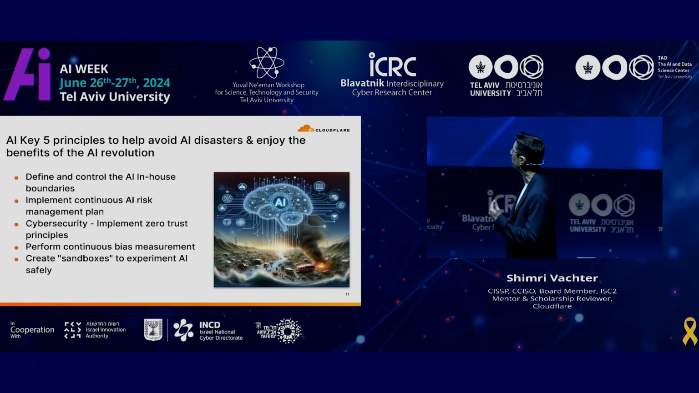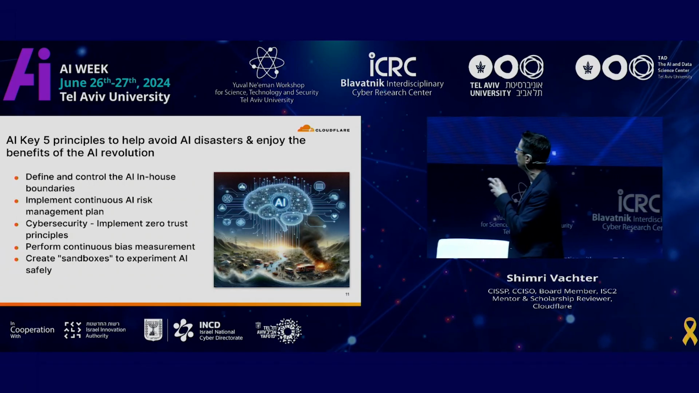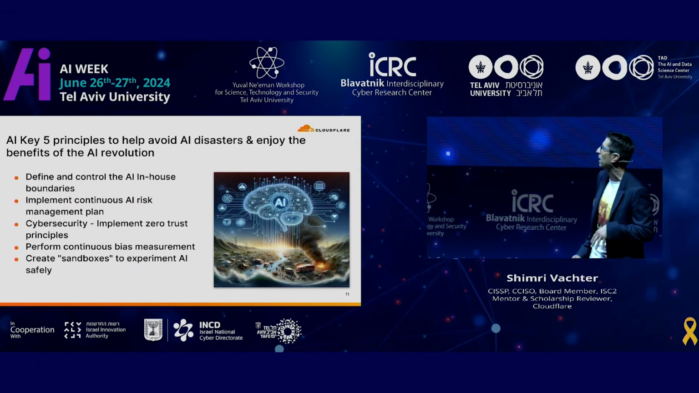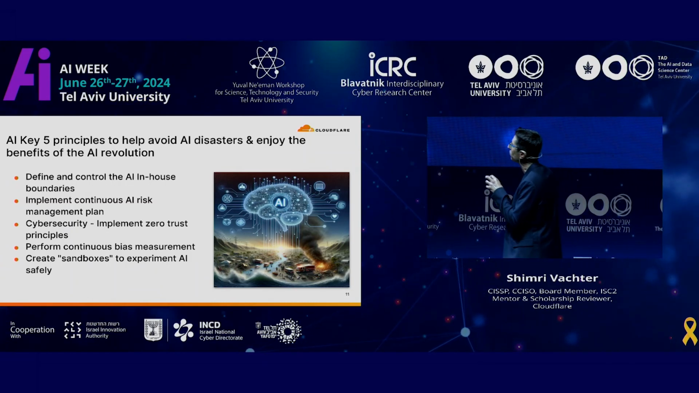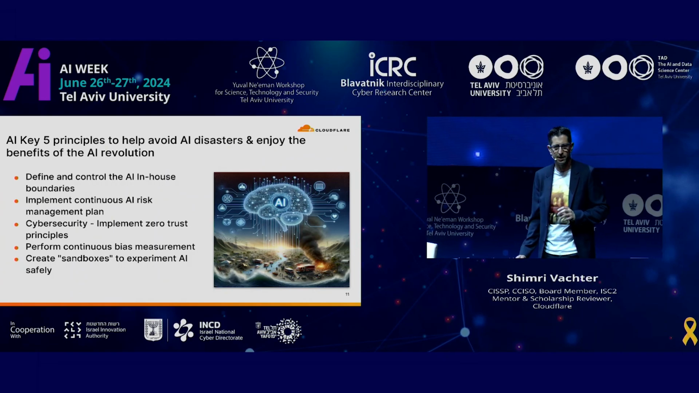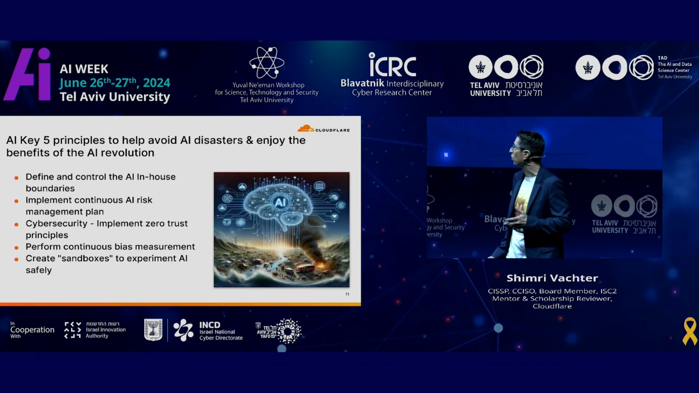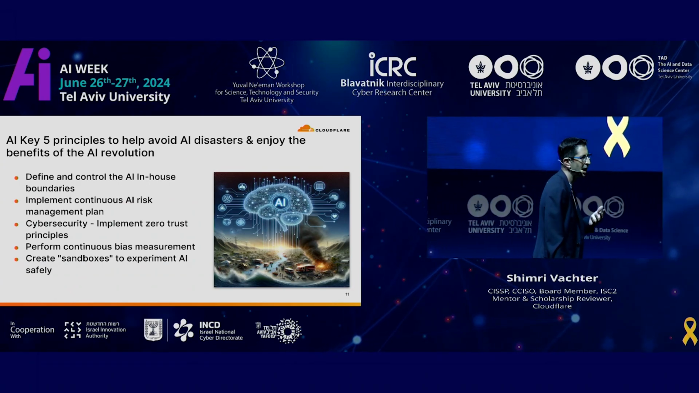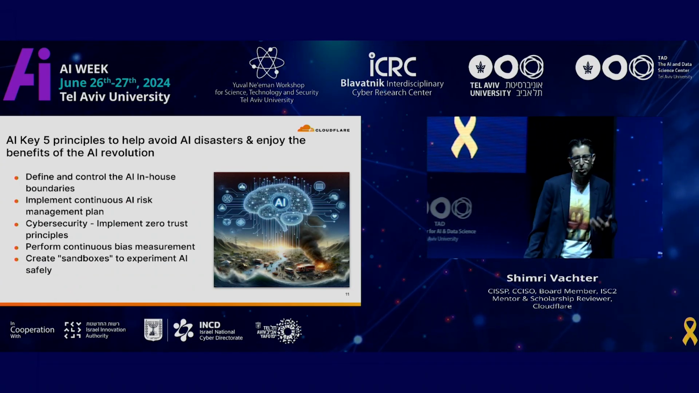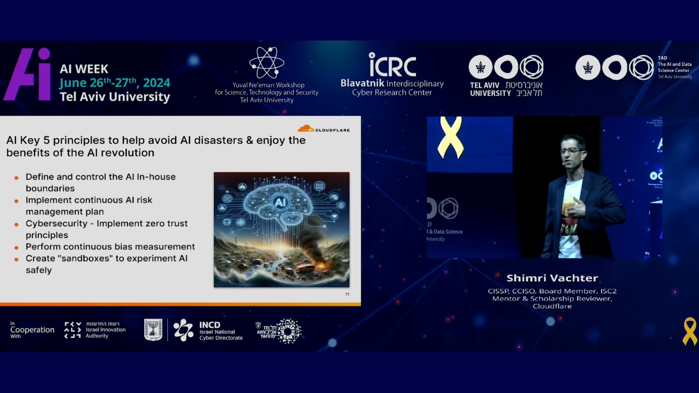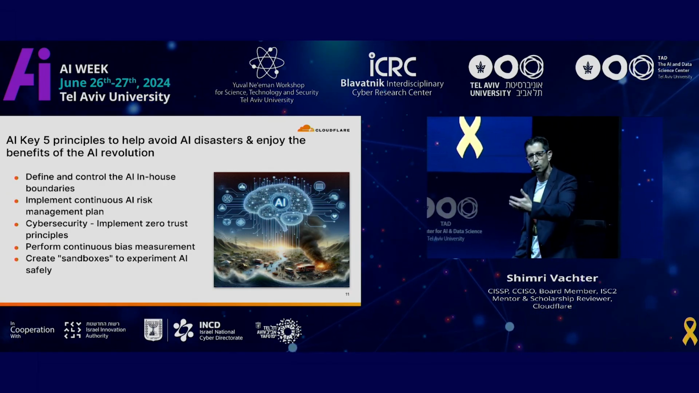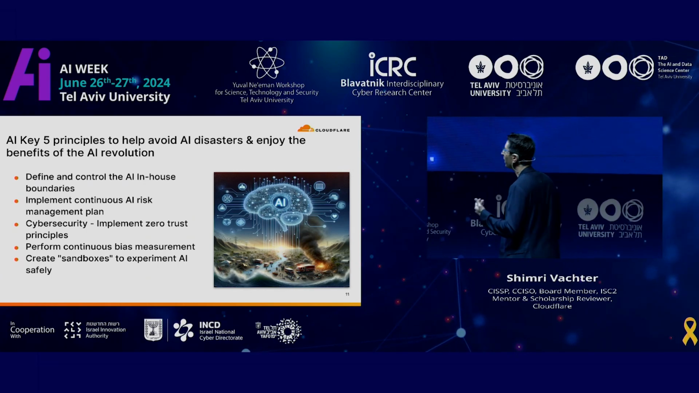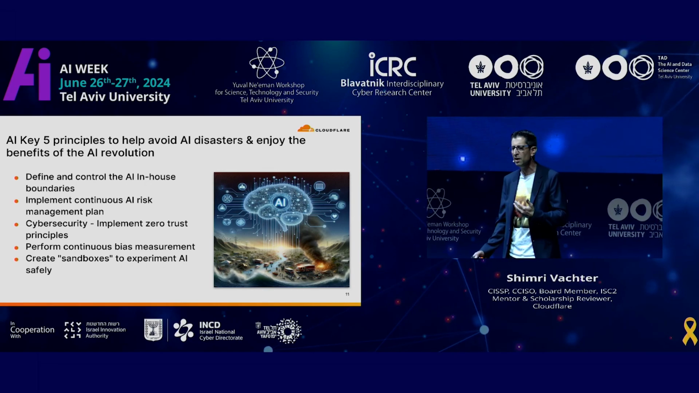That means that eventually we stick with key principles: define and control the AI in-house boundaries, implement a continuous AI risk management plan. Cybersecurity, of course: implement zero trust principles. All of our network is zero trust. There's no other way to access it. We only work in zero trust, plus FIDO2, plus more and more algorithms. Perform continuous bias measurement, and create a type of sandbox to experiment with AI safely.